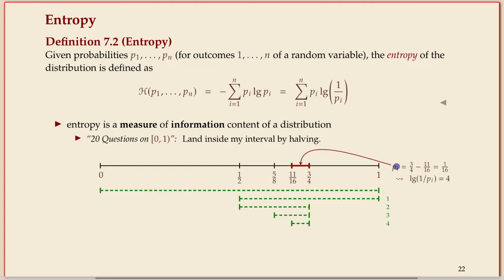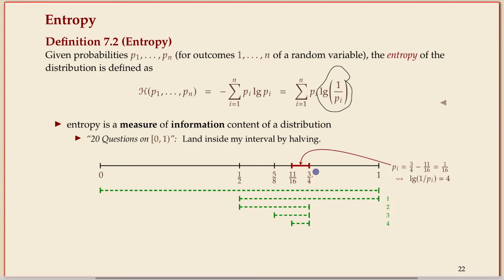So if the probability here is this distance, the probability of falling into this red range is the difference between the endpoints, and that's 1/16. If that is the probability, then this value here, log of 1 over the probability, is 4, because 1 over 1/16 is 16, and log base 2 of 16 is 4. Now, how does this match up? This number 4 is exactly the number of times we had to cut the unit interval in half before we arrived at that size. That's, after all, what the logarithm expresses.